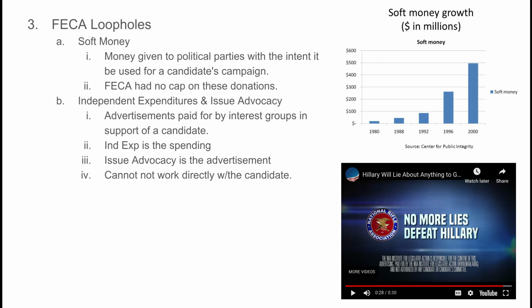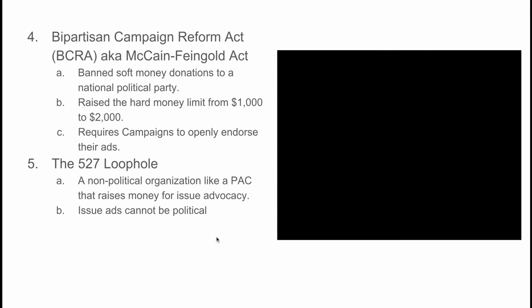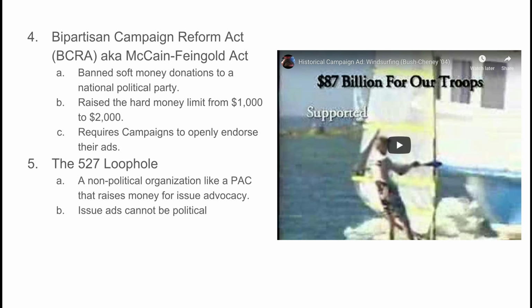All right, so soft money and these independent expenditures and issue ads. Okay, so we now know the loopholes. How do they close the loophole? That comes down to the BCRA, or the Bipartisan Campaign Reform Act, also known as the McCain-Feingold Act, right? Because it was created by these two senators from the different parties, hence it's called the Bipartisan Campaign Reform Act.